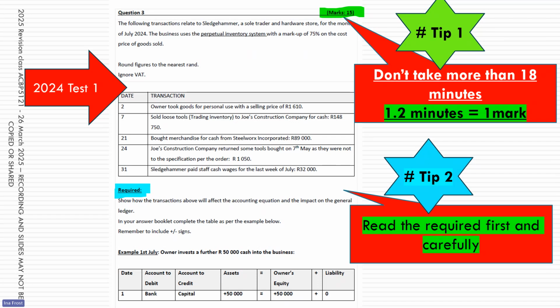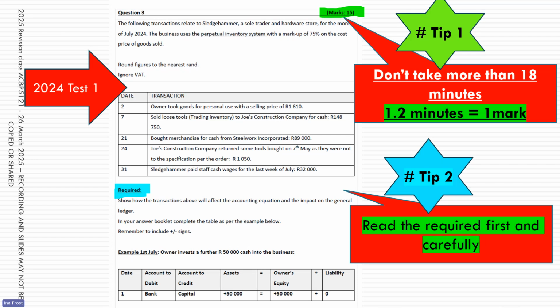Here I just want to show you last year's question. This was semester test 1 last year, question number 3 for 15 marks. Remember, we're going to follow all our little tips. Tip number 1: it's a 15-mark question, meaning you've got 18 minutes to complete it, so we're not going to overrun on time. We're going to stick to those 18 minutes. Step number 2 is to read that all-important required, and make sure we completely understand what they want us to do with the information.